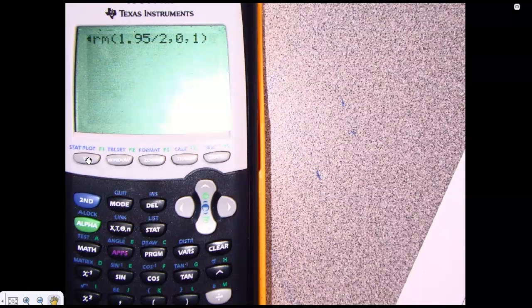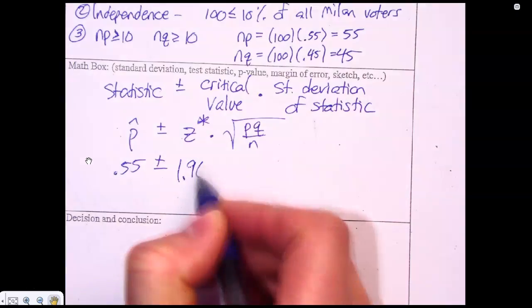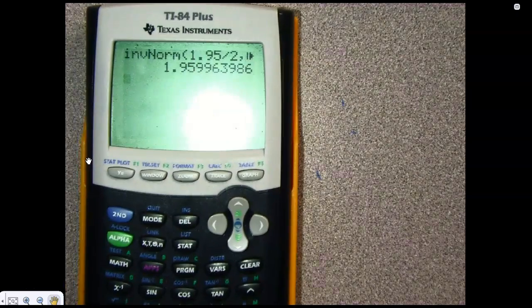Hit enter, and that's your z-star. So 1.96 is your z-star. I understand you don't know what that means yet, but just trust me for now. Did you get 1.96? That's my main issue right now.